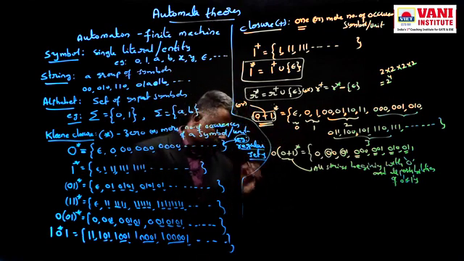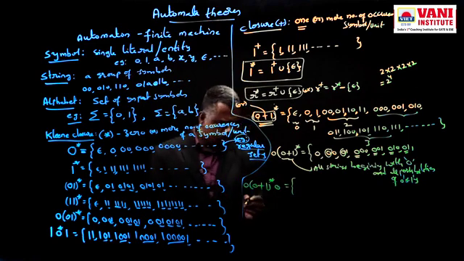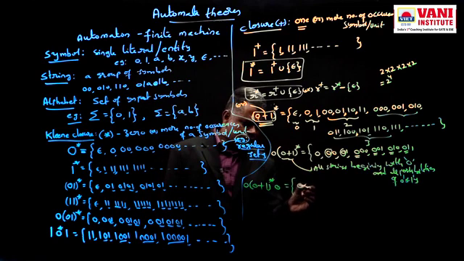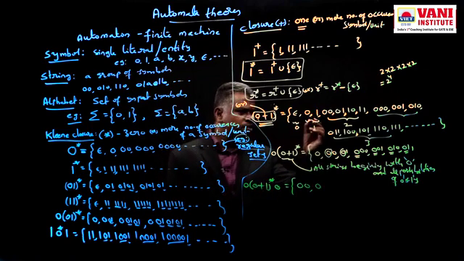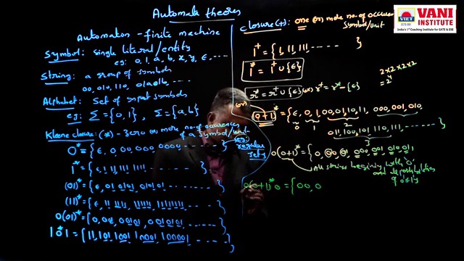Likewise, suppose I write 0 (0 or 1) whole star 0. Here the first 0 is mandatory, the last 0 is mandatory, and in between this entire unit can be epsilon, so it will be equivalent to 0 0. In between we can have strings of length 1, length 2, length 3 and so on. All these strings you can substitute here, just add a beginning 0 and an ending 0.